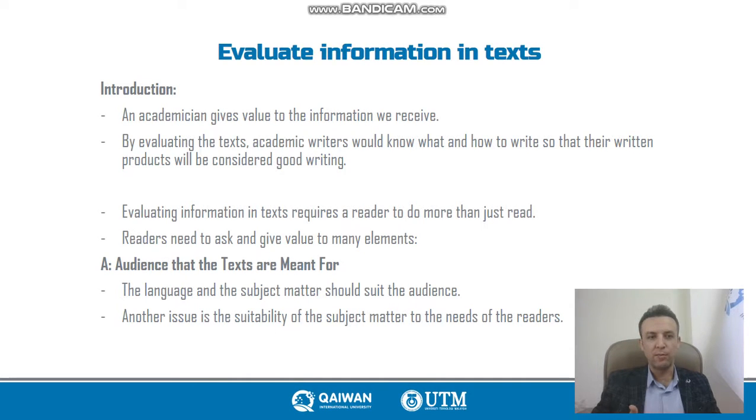As you can see, one of them is the audience that the texts are meant for. The writer has to first of all, as we have discussed before, identify the audience, because this can affect the content and the language that is used. We say the language and the subject matter should suit the audience. For example, the language we use when we are addressing children is certainly different from that of the adults. So this is what we mean.